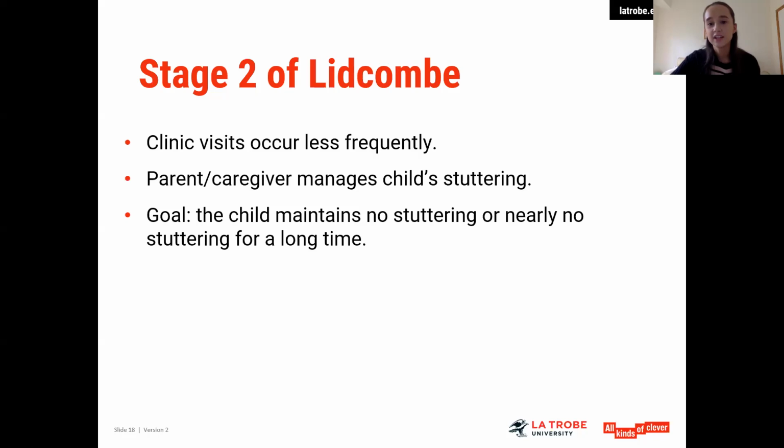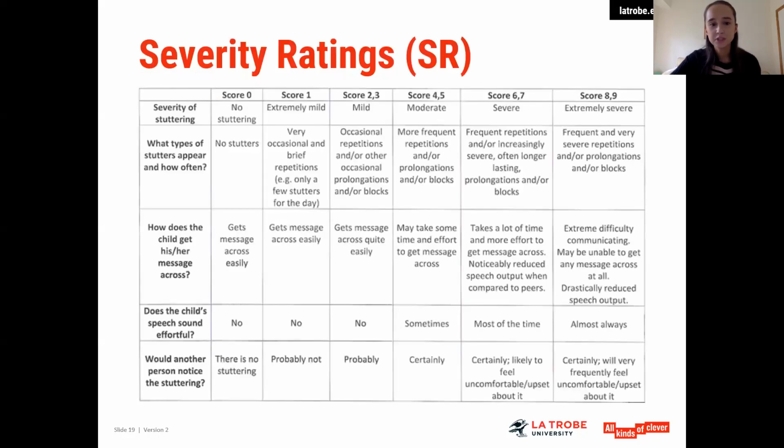Now I'm just going to show you our severity ratings table, which we use as a guide with the Lidcombe program. So we have mentioned severity ratings throughout this presentation. Severity ratings are important because this is how we measure the severity of the child's stutter to assess how the child is progressing throughout the therapy. So as you can see, severity ratings take into account the types of stutters, how easy the child is getting their message across, whether the child's speech sounds effortful, and whether another person would notice the stuttering.